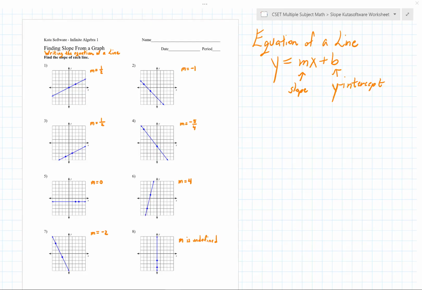Okay, so in the last video we found all the slopes of all these lines, which is all the worksheet asked us to do. But in this one we're going to find the entire equation that describes the line. So to find the equation of a line we need both the slope and the y-intercept. And the y-intercept is exactly what it says. It's where it intercepts the y-axis, where it crosses the y-axis.